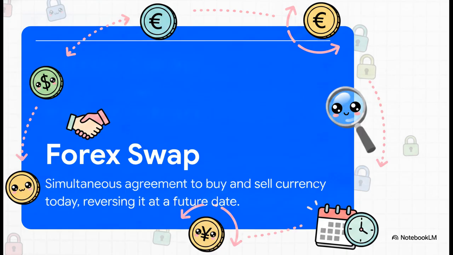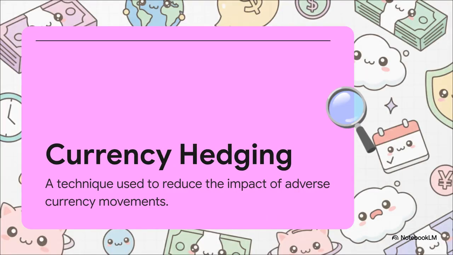The real beauty of this? There's no physical delivery of cash required. Instead, it lets you lock in future rates for your transactions, completely bypassing whatever crazy volatile market conditions pop up in the meantime. And this right here illustrates the absolute core of currency hedging, which is a technique used to reduce the impact of adverse currency movements. By locking in those future rates, swaps act as a literal shield for your portfolio. You don't have to sit there sweating over every tiny market fluctuation anymore. You've actively reduced your exposure to risk, meaning you can focus on the bigger picture of your trading strategy.